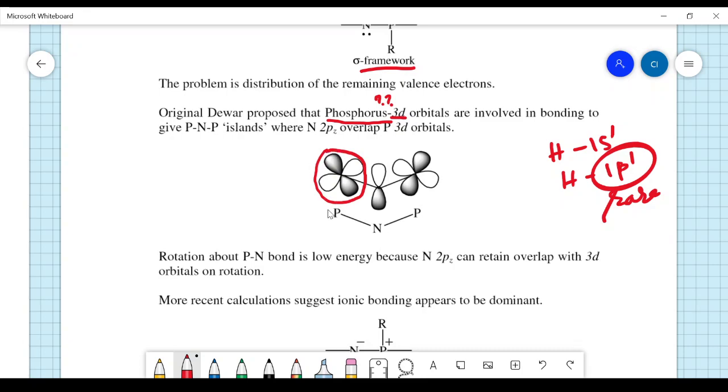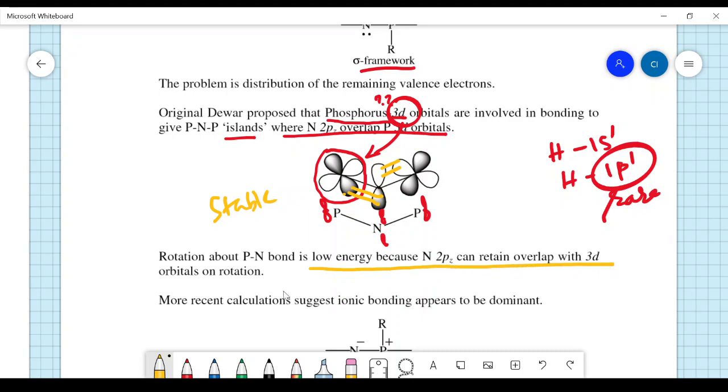Actually this should have been only p orbitals, but here we have 3d orbitals involved in bonding to give pi bonds where N p-pi overlaps with the P d-pi orbitals. So that makes them very stable. These two are very good in symmetry and they overlap. Here these two are very similar and they overlap. So rotation about the PN bond is low energy because p-pi can retain overlap with the 3d orbitals on rotation. It's a very good theory.